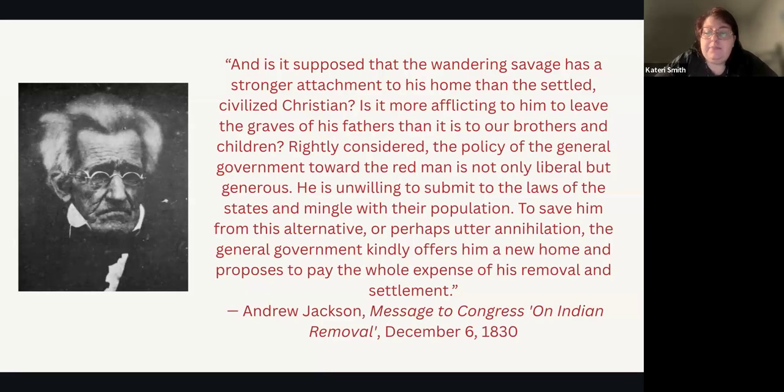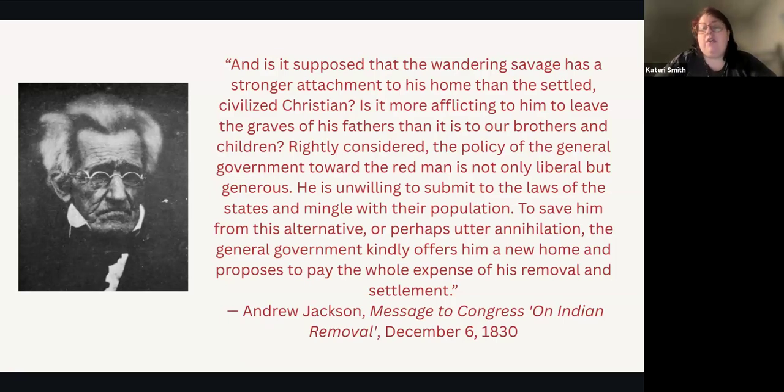He also says that due to the fact that they do not want assimilation, they should be removed and that the government will pay for it. He also echoes the statement that many others have made before, that if they do not agree to removal, they will be annihilated. Or he says, perhaps utter annihilation.